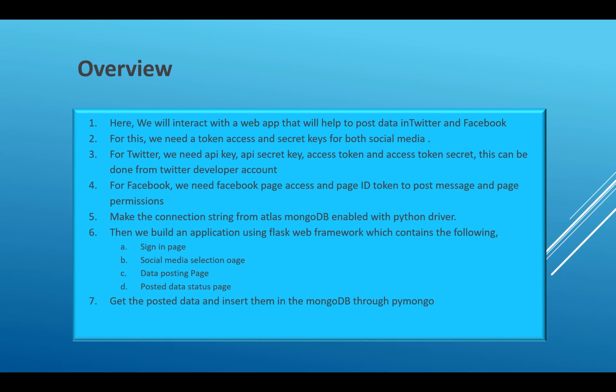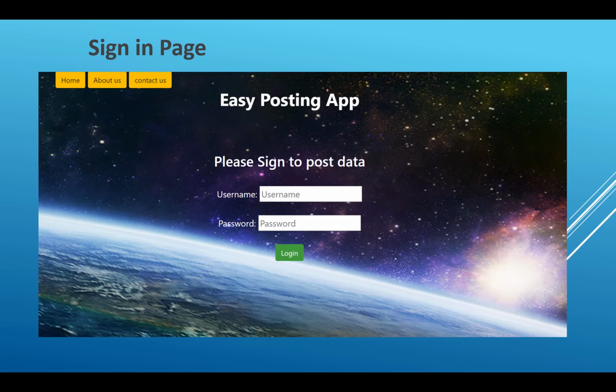So let's proceed further. This is the front end of our application. Whenever we run our application, this is the first page to appear. Here you can see that we need to add a username and password, and there are three main buttons that I have added: home, about us and contact us. This is the home page that we are currently on.